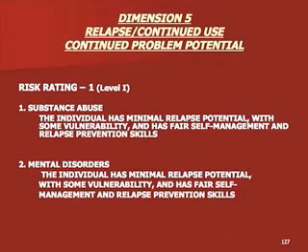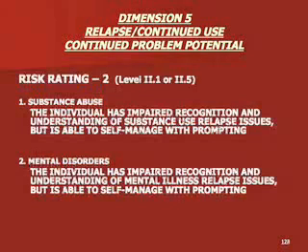When we look at a risk rating of 1, typically we're looking at level 1 treatment. Has some minimal relapse potential, some vulnerability. However, they have fair self-management skills, and so we're looking at a risk rating of 1. Risk rating of 2, we're looking at possibly a 2.1 or a 2.5. Some relapse issues, however, they are able to self-manage with prompting, and the same thing goes for mental health disorders.